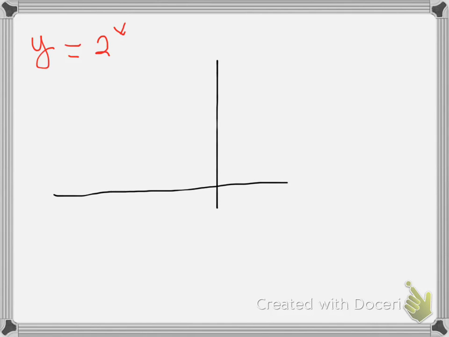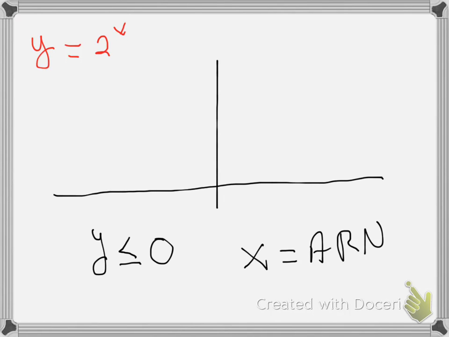If I had y equals 2 to the x, and I was going to graph that, well, first of all, I know that y is never going to be less than, nor will it ever equal 0, and I know that x is all real numbers. And I also know that when x equals 0, y is going to equal 1, right? Because anything to the 0 power equals 1.